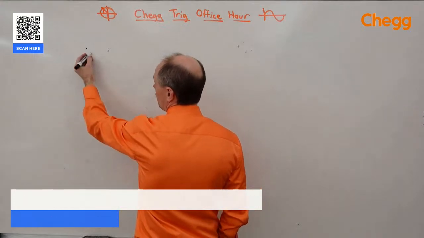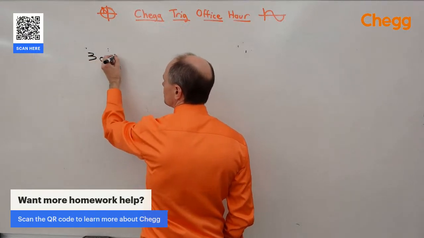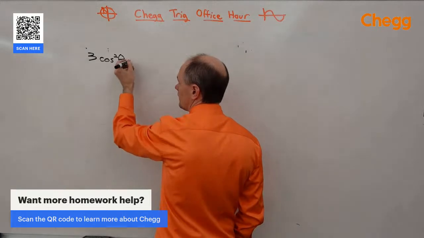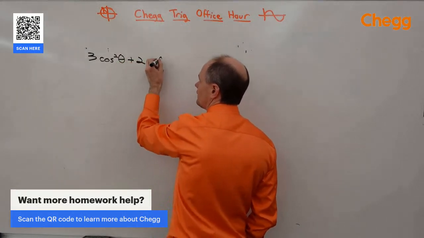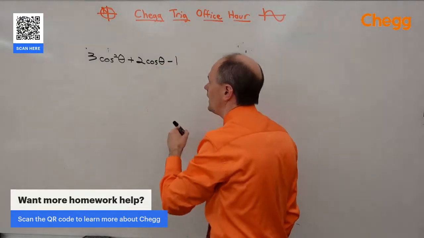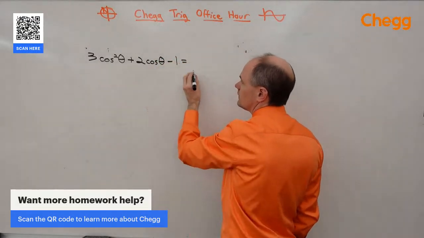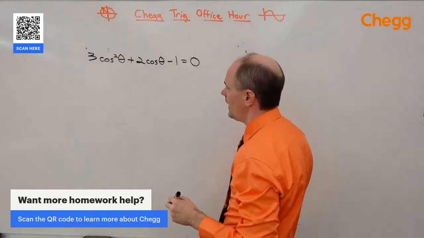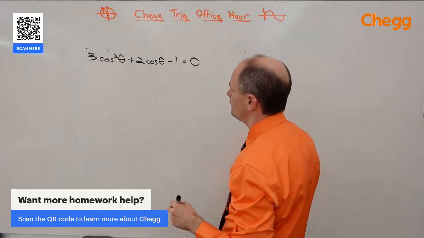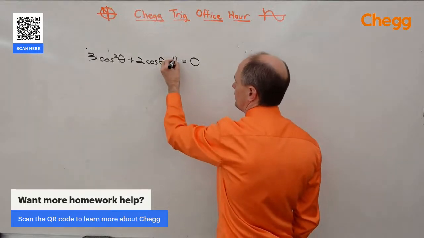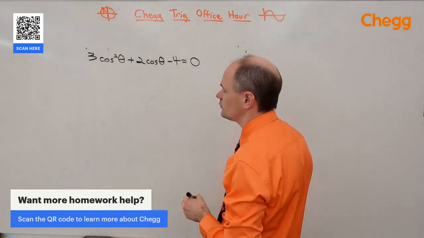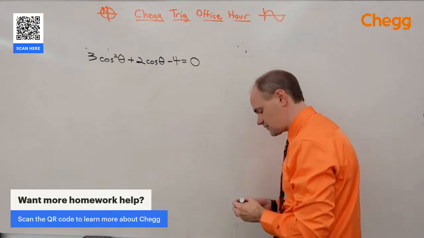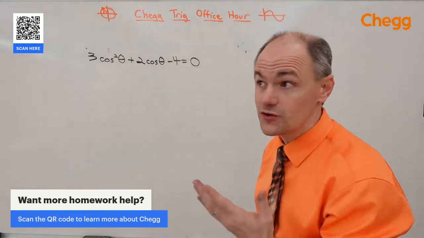Let's go 3 cosine squared of theta plus 2 cosine of theta minus 1 equals 0. And that actually factors. So let's make it minus 4 so it doesn't factor. 12, 6, 2, 4, 3. Yeah, okay, that one doesn't factor. You wanted one with the quadratic formula.